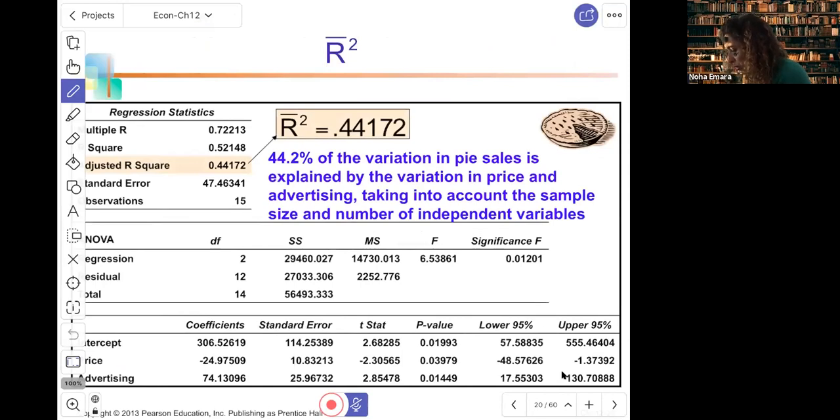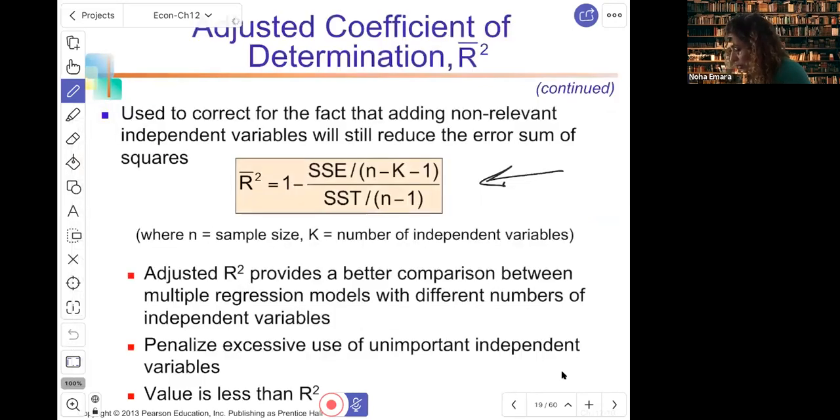This is how you read it. 44.2% of the variation, because it's a variance decomposition, so you have to mention it's about the variation in the pie sale is explained, because it's about the explanation, by the variation in price and advertising, and taking into account that we have adjusted for the degrees of freedom, so taking into account the sample size and the number of independent variables. Okay.